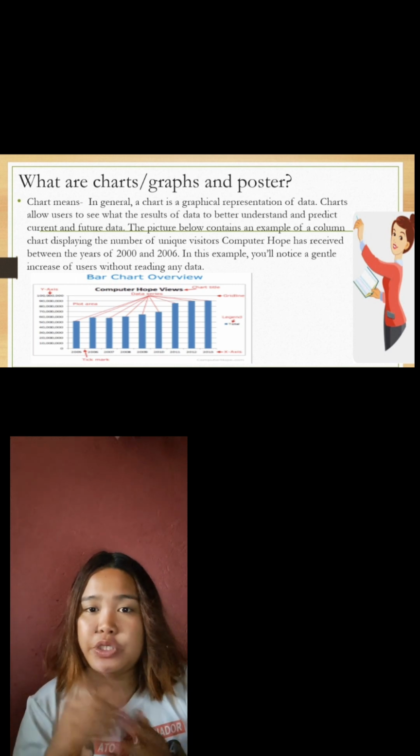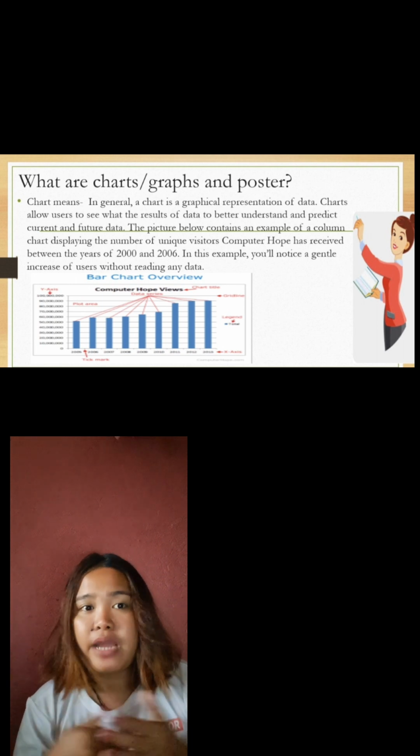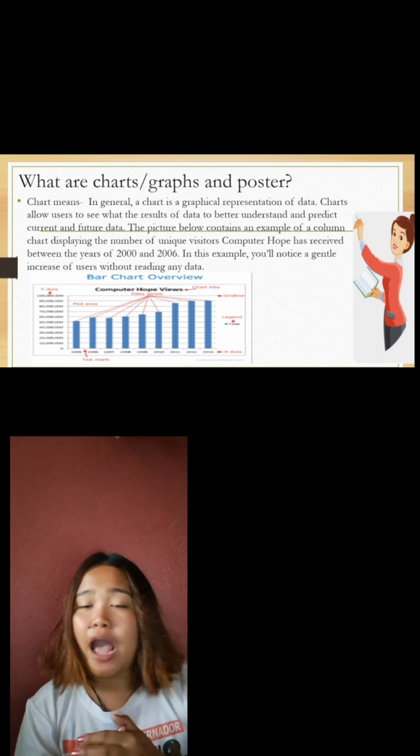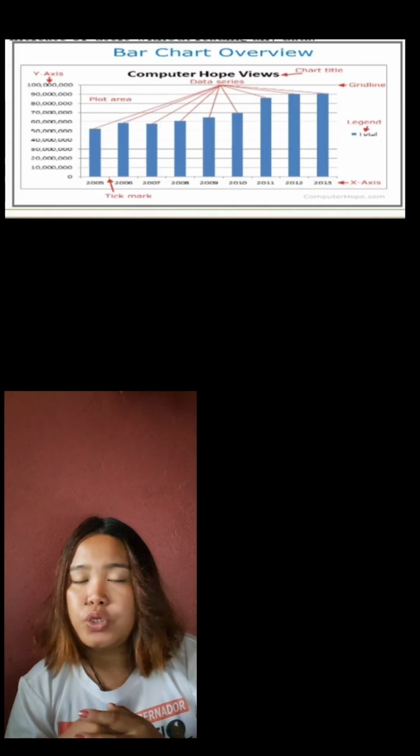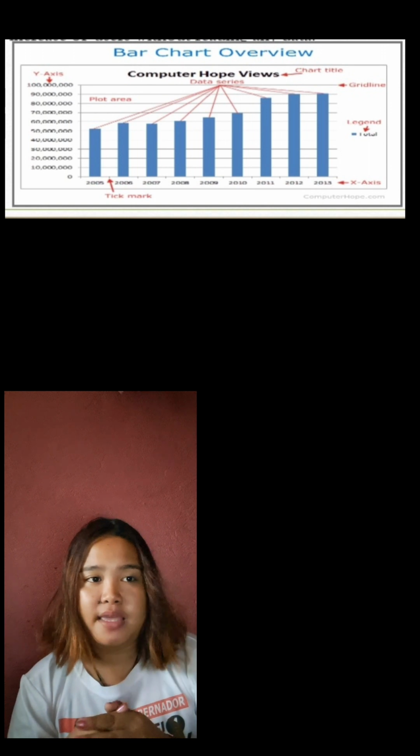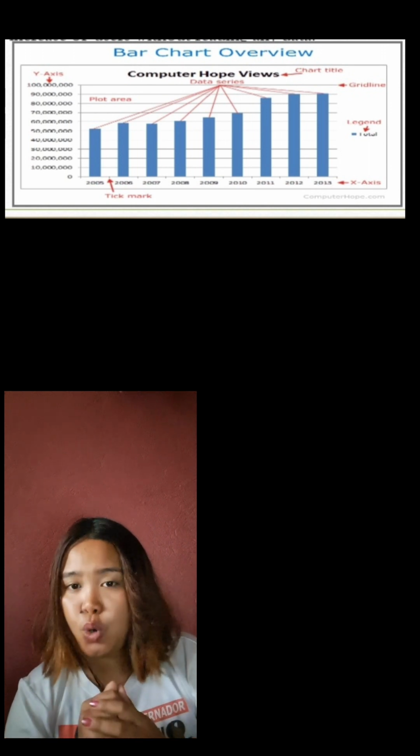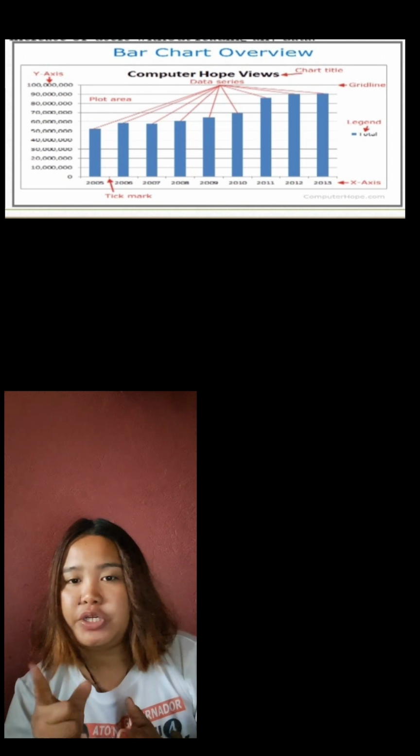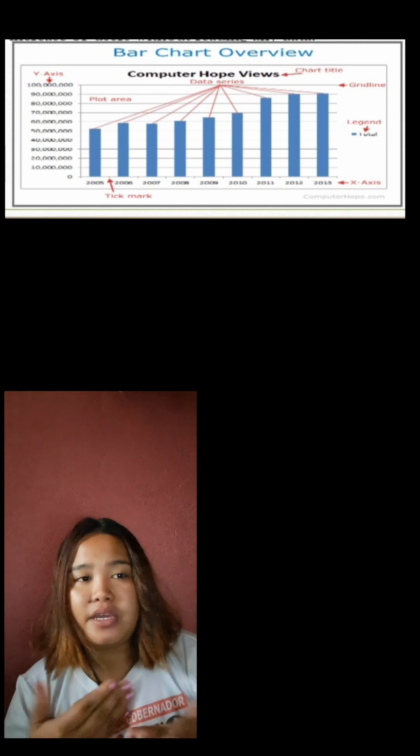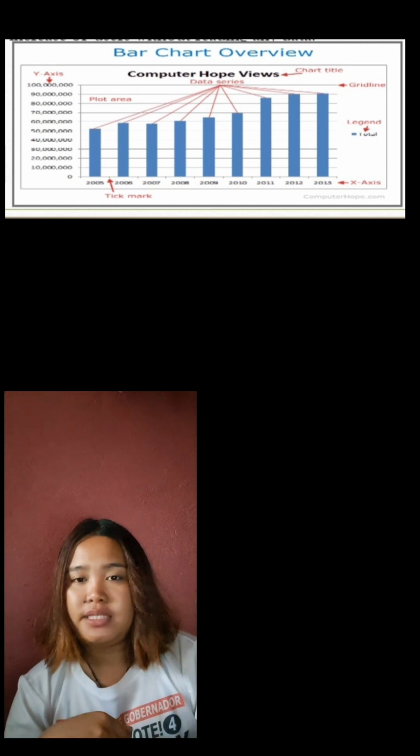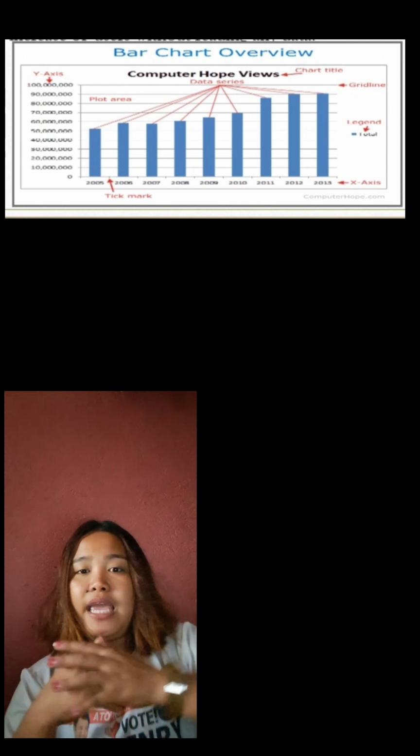A chart allows users to see the results of data to better understand and predict current and future data. Here is an example of a column chart that displays the number of unique visitors Computer Hope has received between the years 2000 and 2006. In this example, you'll notice a gentle increase of users without reading any data.